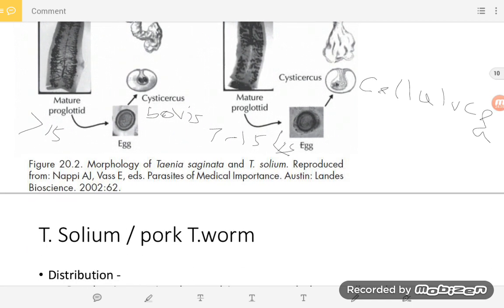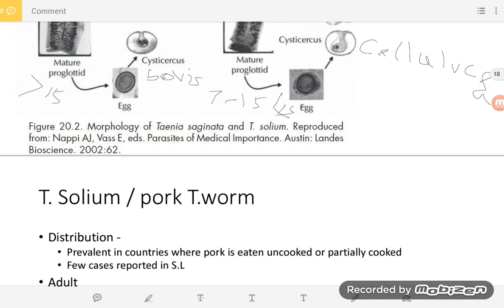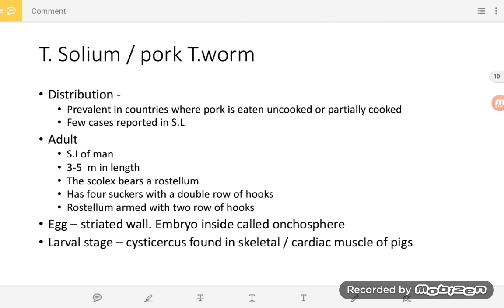And these are the morphological differences of Taenia solium and Taenia saginata. When we consider Taenia solium, we also call it the pork tapeworm. The distribution prevalence is in countries where pork is eaten uncooked or partially cooked. That means they are taking it raw, without cooking, or partially cooked, undercooked, half cooked. In that area we can see Taenia solium.